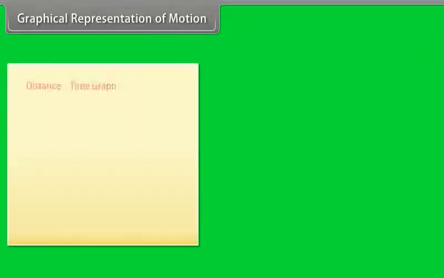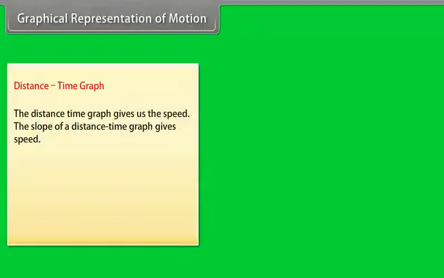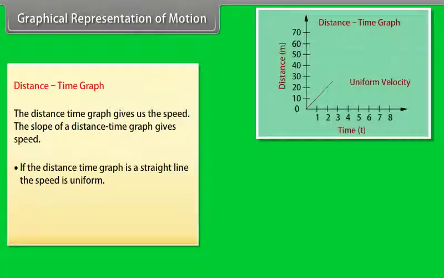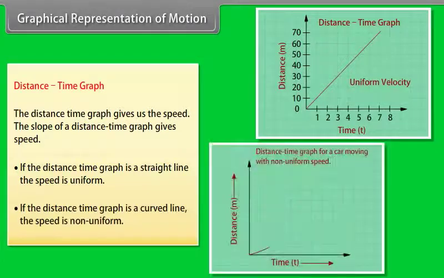Graphical representation of motion. Distance-time graph. The distance-time graph gives us the speed. The slope of a distance-time graph gives speed. If the distance-time graph is a straight line, the speed is uniform. If the distance-time graph is a curved line, the speed is non-uniform.